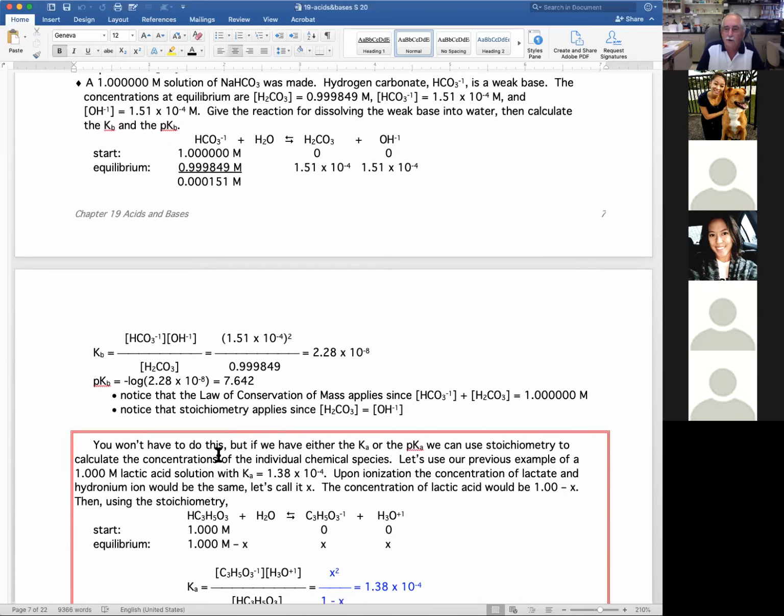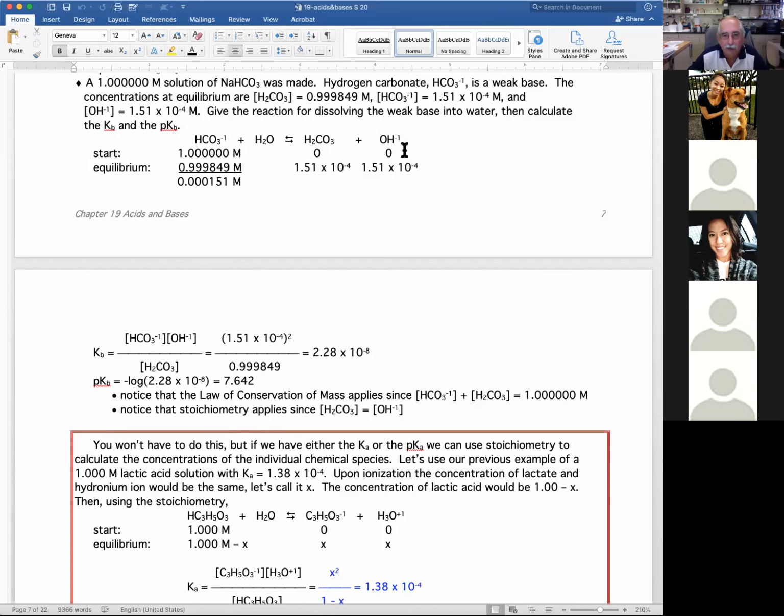So questions so far? I know it's a lot. So let's just put this all together into this problem. We made a 1 molar solution of sodium hydrogen carbonate. And I'm telling you that hydrogen carbonate is a weak base. So that means you're going to treat it like a base, right? So here are the concentrations at equilibrium. In other words, somebody made a 1 molar solution of this, stirred it up, waited for a while, and then they measured the concentrations of all these things.